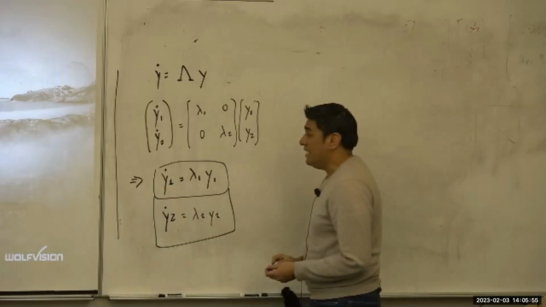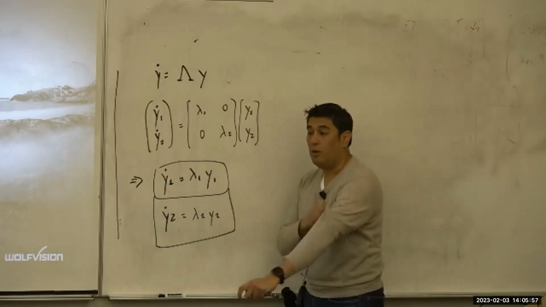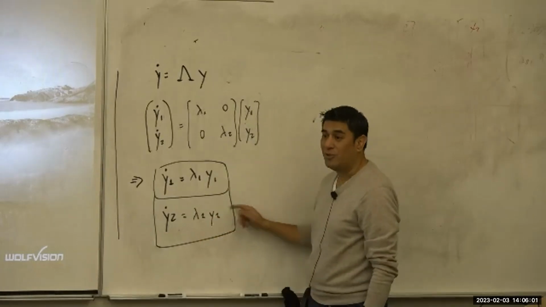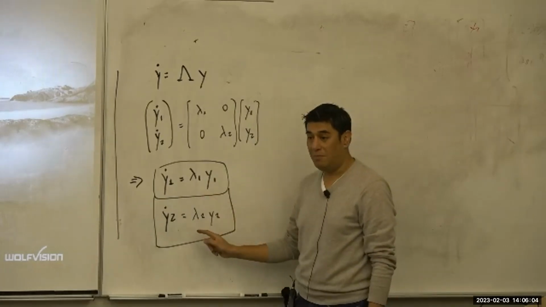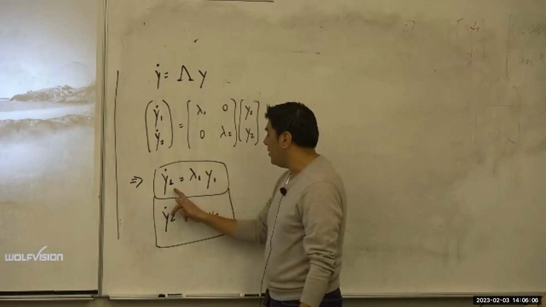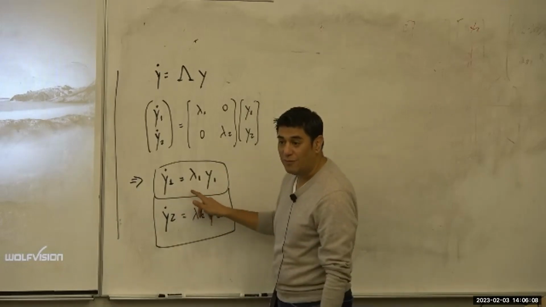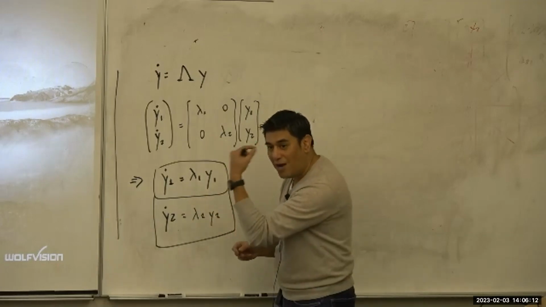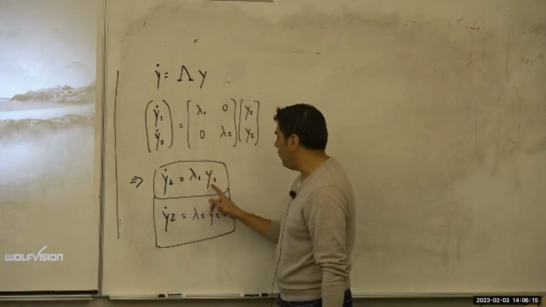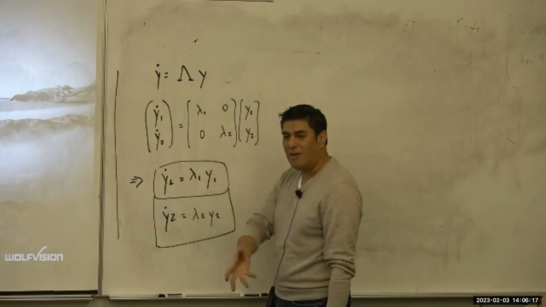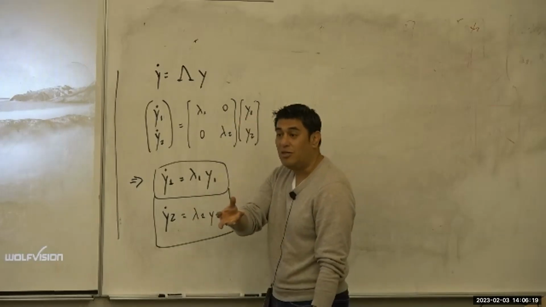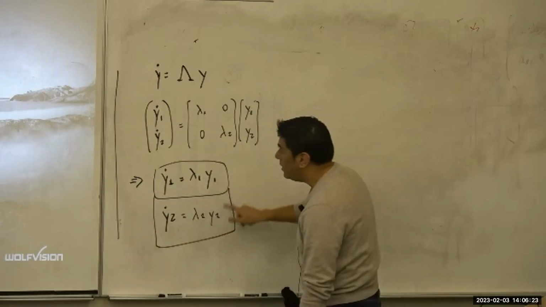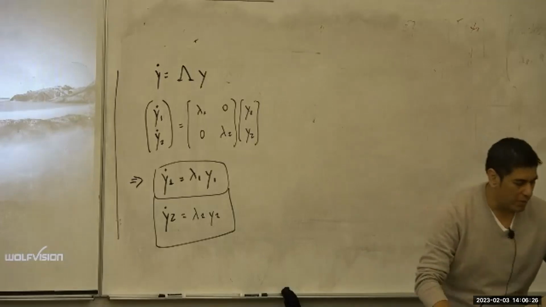So as you can see, this is very powerful because the system now got transformed into two equations that are totally decoupled. These equations just depend on y1. Do we know the solution of this? What did we say before? It's just one variable. What mathematical function has this property that the derivative of the function is proportional to the function itself? The exponential. So that's why this part is so powerful.